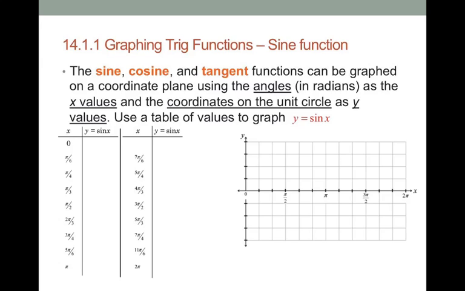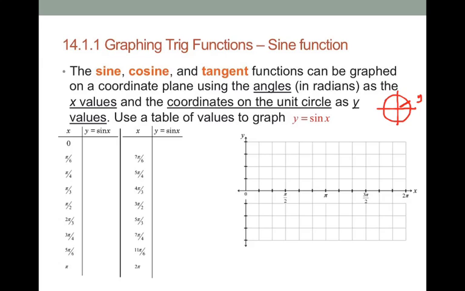So the x-coordinate is going to be angles in radians, and then the y-coordinate is going to be the sine of whatever that angle is. So remember, if you have a little unit circle that looks like this, we want the sine of the angle, so that's going to mean the vertical distance, the y coordinate. That's going to be the sine anywhere on the unit circle.